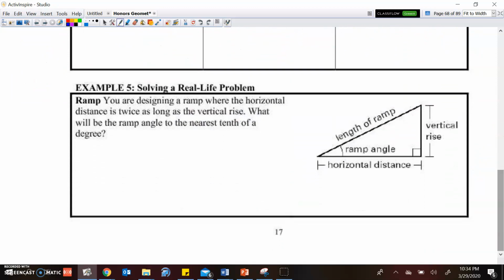Let's apply these to one last problem, and then I'll just have a few homeworks for you to give a go on for this last assignment. So here it says, you are designing a ramp where the horizontal distance is twice as long as the vertical rise. What will the ramp angle to the nearest 1/10 of a degree be?